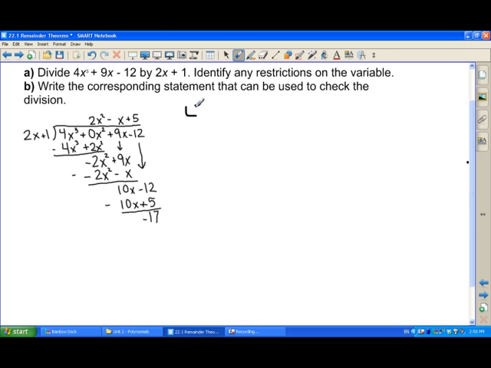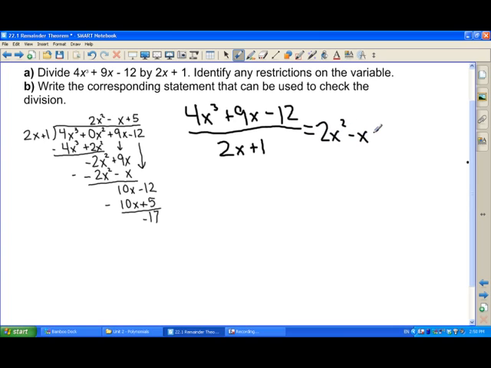I started with 4x cubed plus 9x minus 12, and I divided this by 2x plus 1. And I found that this is equal to 2x squared minus x plus 5, plus my remainder of negative 17 over my divisor, 2x plus 1.